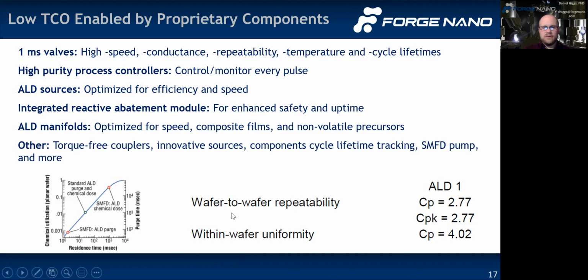So on the bottom here, you can see the wafer-to-wafer reproducibility, and we have very high Cp and Cpk numbers. If you're not familiar with those, the higher the better. And then within-wafer uniformity, again, we're good. Typically anything over 1.7 or so is good there. On the left here is a small chart you can see if you squint closely enough. But basically this chart is saying that our systems have an extremely fast purge and they have a very high chemical utilization.